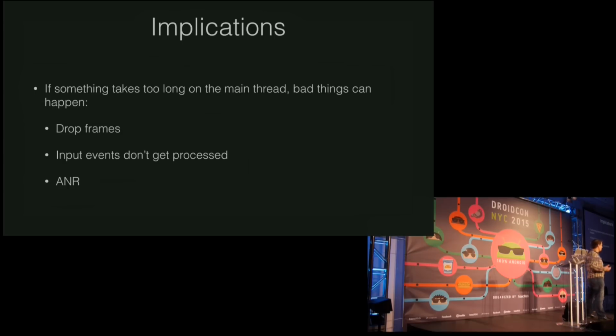If something takes too long on the main thread, then other things aren't going to be able to get to the front of the line. They're not going to be able to be processed. So you can drop frames, like I said. If you put too much stuff in there and your views can't get drawn, and your view hierarchy can't get built and drawn and laid out in the right amount of time, then it's going to drop frames. Essentially, nothing is going to be updated by the next time it draws that frame every 16 milliseconds.